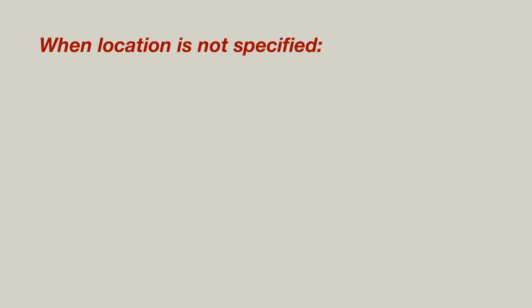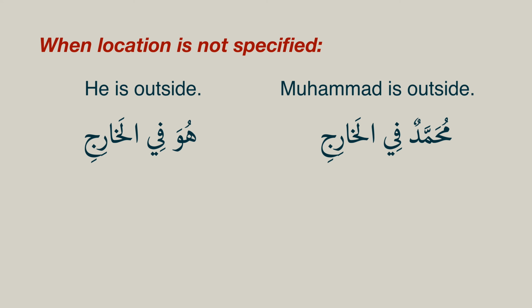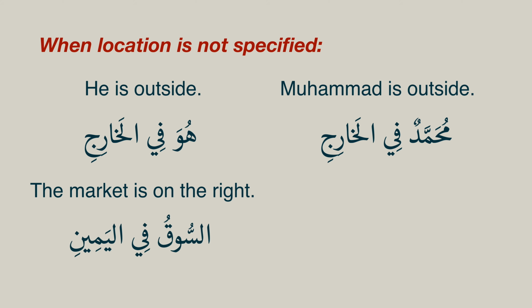Now, the point is, when the location is not specified, the adverbs are used as follows. For example, if I had to say, he is outside, where I don't say he is outside the house, I don't specify the location. I just say, he is outside. In Arabic, I say, huwa fil kharij. Likewise, Muhammad is outside in Arabic is Muhammadun fil kharij. The market is on the right. As-suqu fil yamin. The library is on the left.